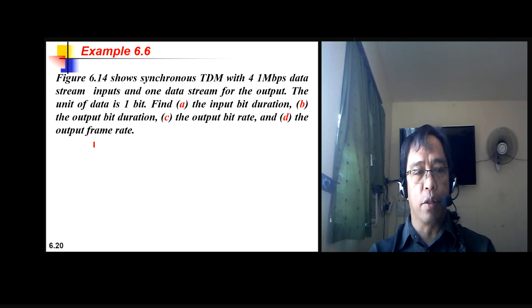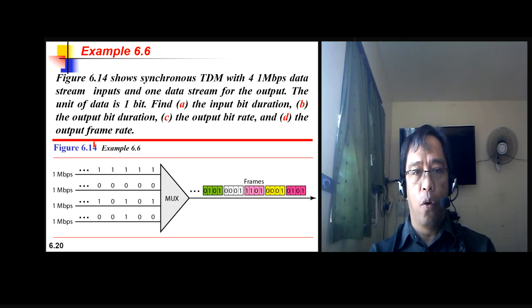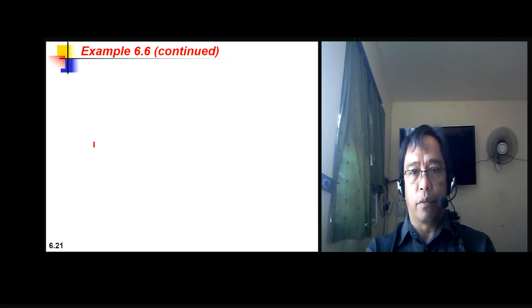Example 6.6. Figure 6.14 shows synchronous TDM with 4 1 Mbps data stream inputs and 1 data stream for output. The unit of data is 1 bit. Find A, the input bit duration, B, the output bit duration, C, the output bit rate, and D, the output frame rate. Solution.